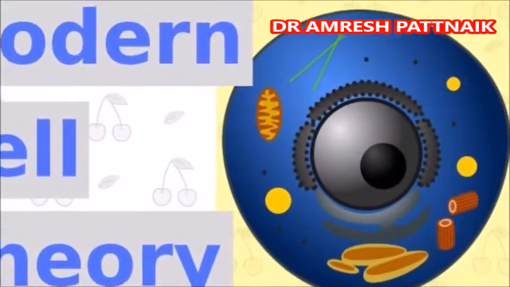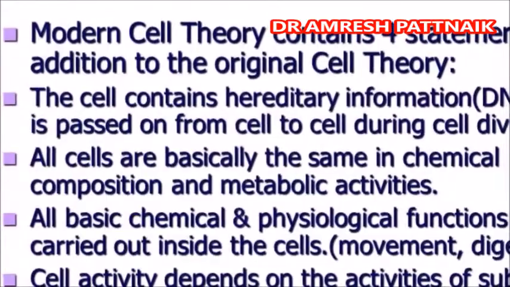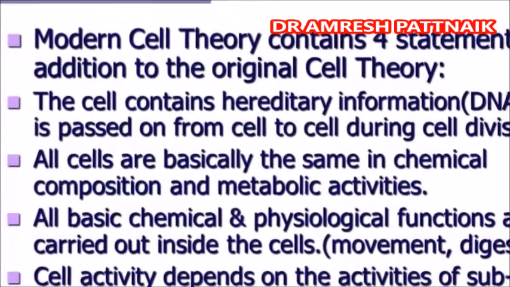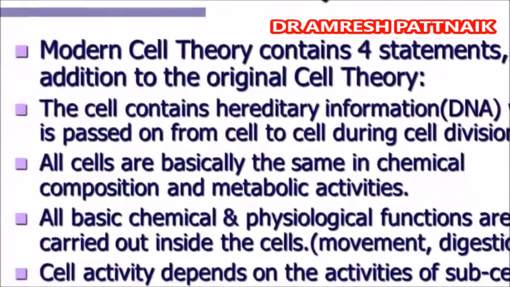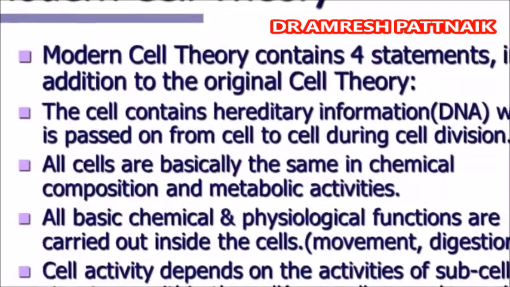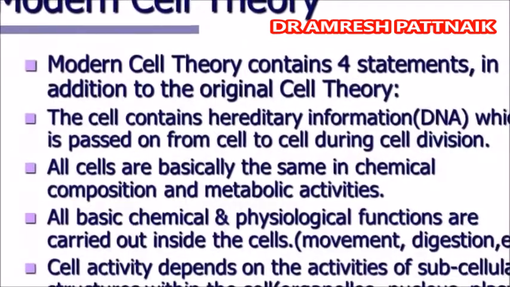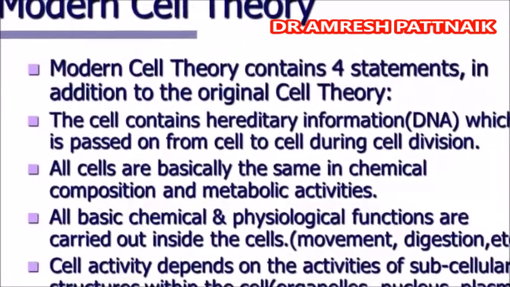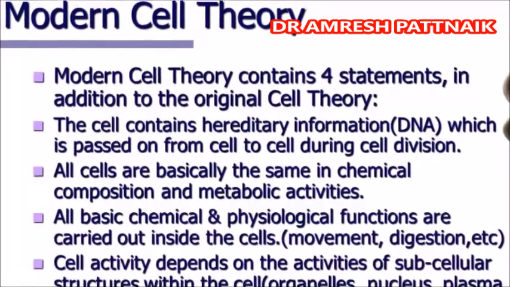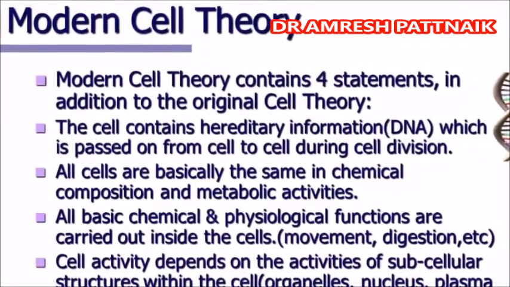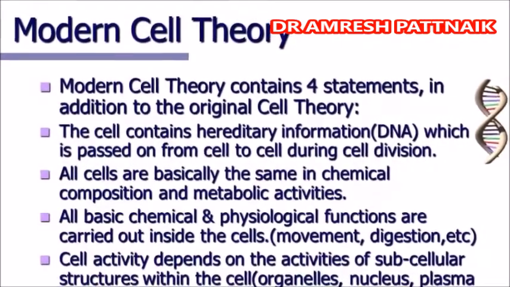As per the modern cell theory, there are four postulates. First, the cell contains hereditary information, and the DNA is passed on from cell to cell during cell division. Second, all cells are basically the same in chemical composition and metabolic activities. Third, all basic chemical and physiological functions, such as movement and digestion, are carried out inside the cells. Fourth, cell activity depends on the activities of subcellular structures within the cell.